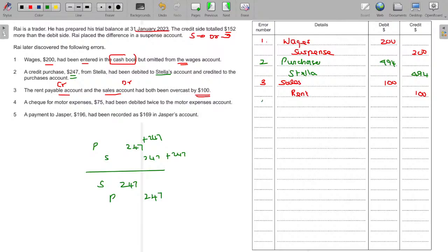Fourth one. A check for motor expenses 75 had been debited twice to the motor expenses account. Now usually motor expenses is debit. To cancel that I have to credit this. Motor expenses credit, and in the debit side I have to name this being suspense account.